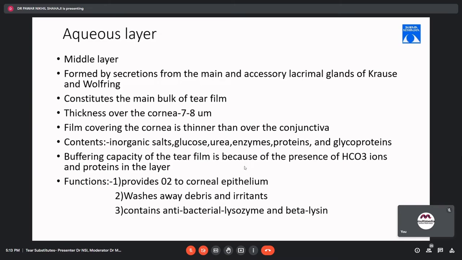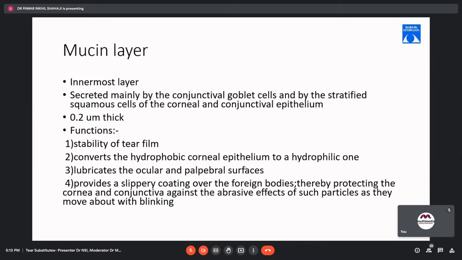The thickness over the cornea is 7 to 8 micrometers. The film covering the cornea is thinner than over the conjunctiva. It contains inorganic salts, glucose, urea, enzymes, proteins, and glycoproteins. The buffering capacity of the tear film is because of the presence of bicarbonate ions and proteins in this layer. Its functions are to provide oxygen to the corneal epithelium, wash away debris and irritants, and it contains antibacterial lysozymes and beta lysins.